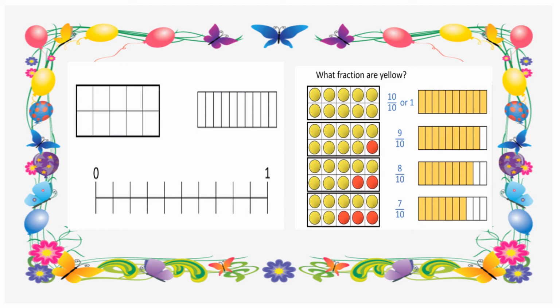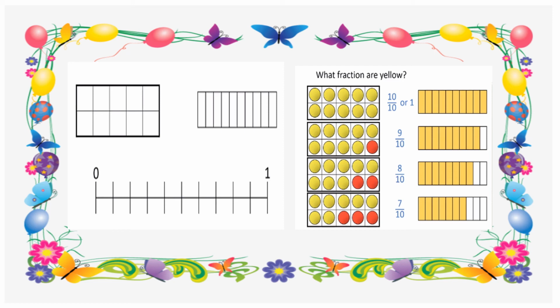So here we have a 10 frame. Our 10 frame shows us that all of it is filled up. So we have 10 out of 10, and our bar model shows us that we have 10 out of 10 because all is shaded, and that is the same as 1. The next 10 frame shows us that one of it is red while the rest is green.